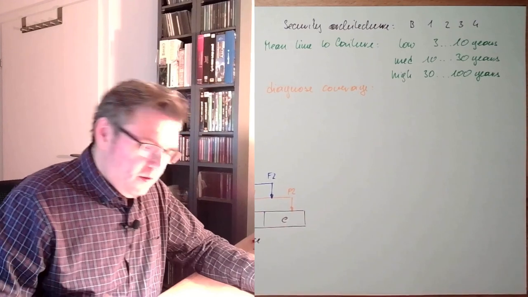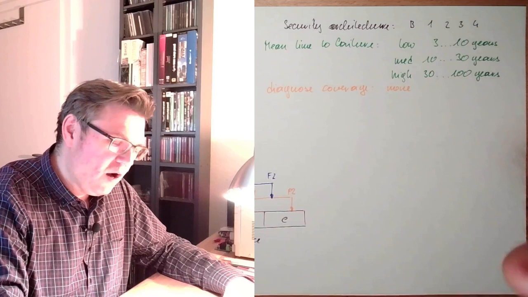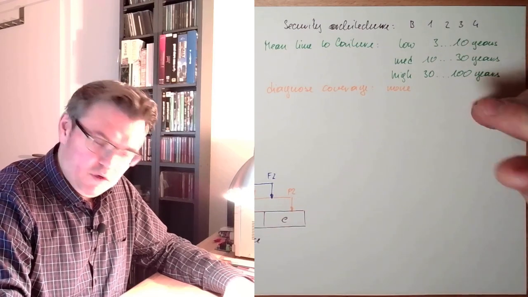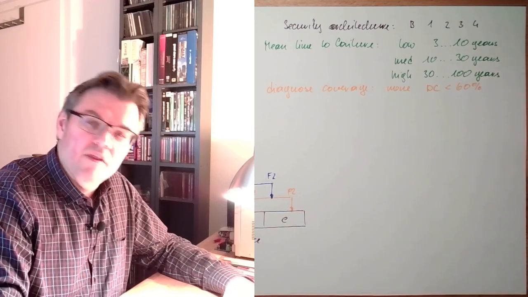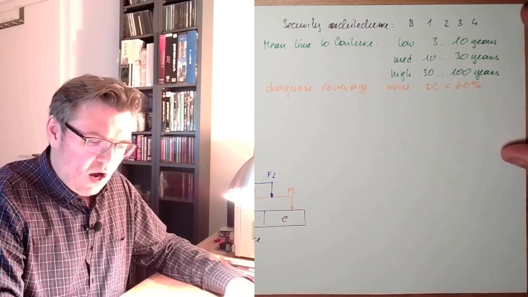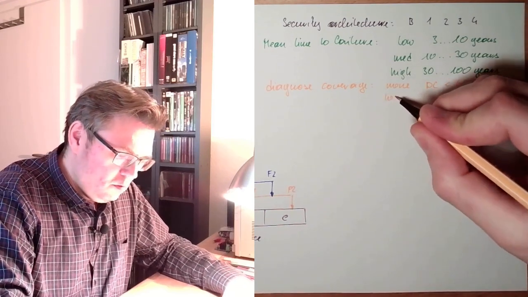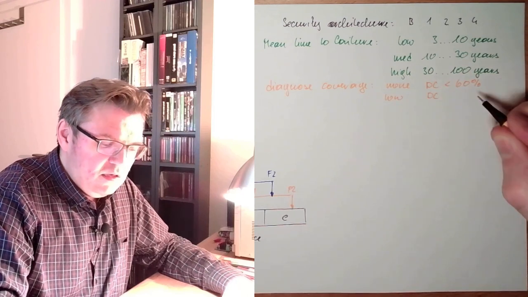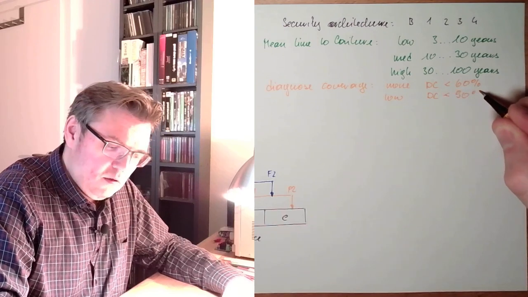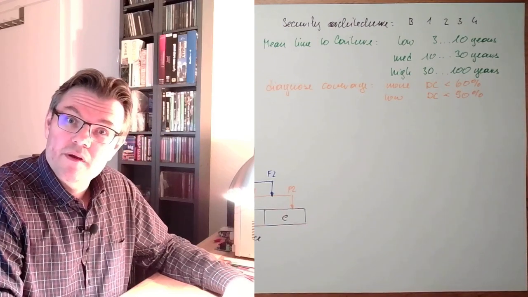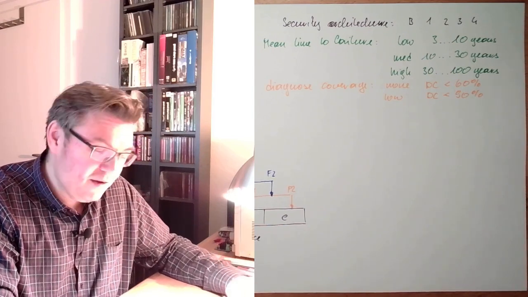So, there are four levels. There is none. No coverage at all means DC is lower than 60%. Only 60% or less of the critical failures are diagnosed by the system itself. Then there is low. This means the DC is above 60%, but lower than 90%. If it is not yet 90% of all critical failures, then we are still at low.